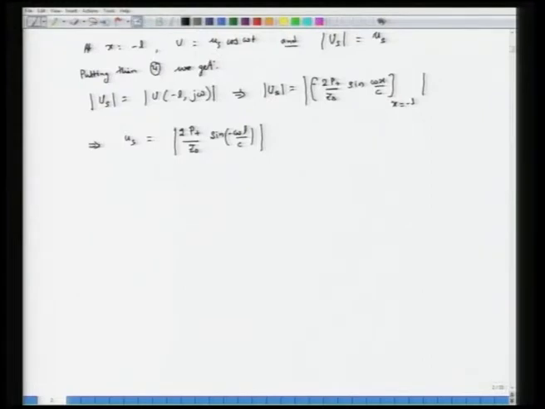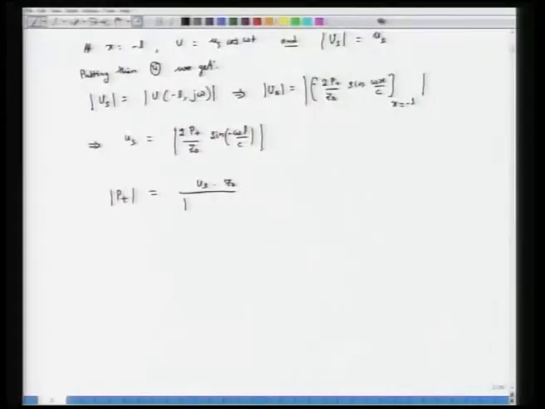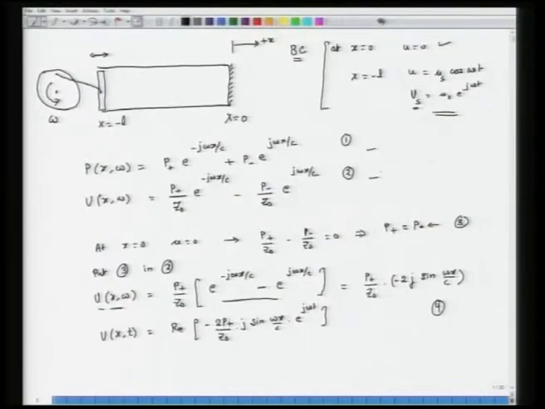Or I can write this as the magnitude of P plus equals u s times z naught, so we are taking it out from the magnitude sign because z naught is a pure number and it is a positive entity, and then in the denominator I get 2 sin omega L over c, and there is a negative sign before omega L over c. So, that is my P plus. Now I have calculated P plus, and I know that P negative is the same as P positive. So, I know the entire solution for pressure and also for velocity, and if I take the real components I can find the actual values for pressure and velocity.